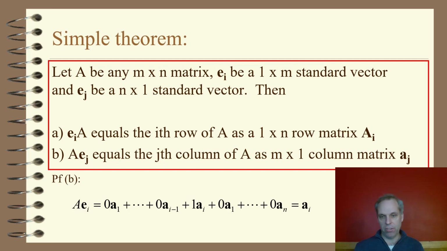Why that's true is easy. I gave you an algebraic proof here. If you take A times E sub i, it's just a linear combination of the columns of A, but the scalars in that combination are all 0 except for the ith entry, and that's 1. So it's 1 times A sub i, which is the ith column of A. And that's the proof. The other part just uses the row matrix form of multiplication to show why it's true.